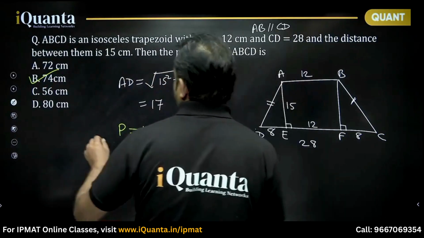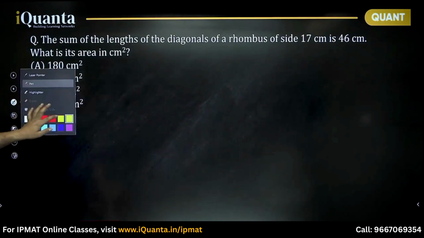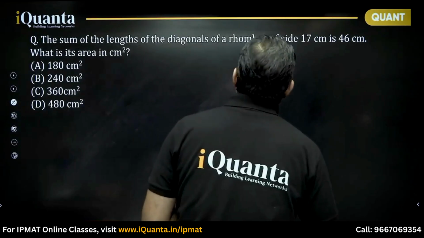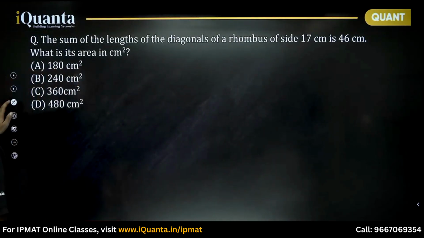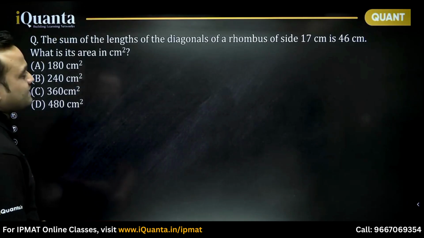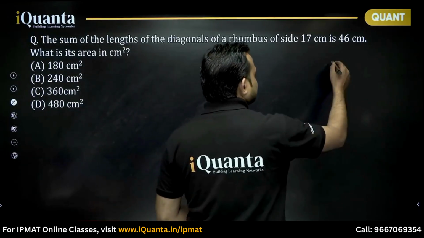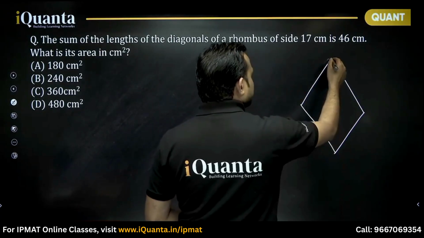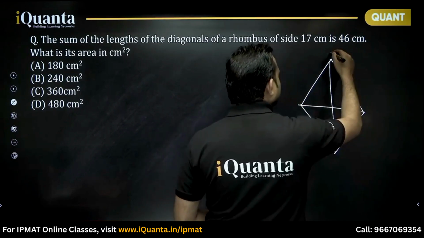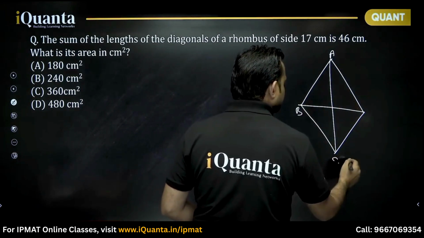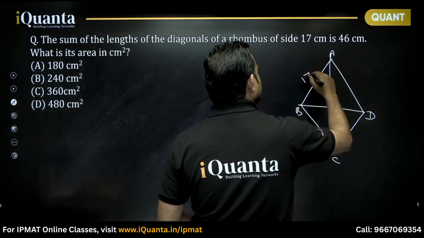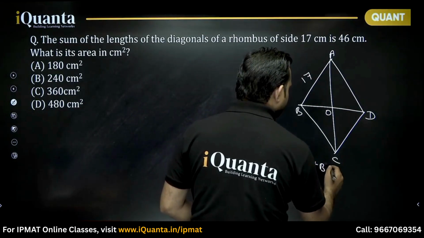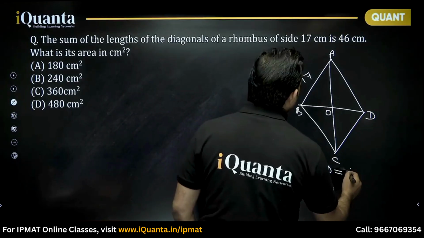All right. Now, next question, which is based on rhombus. We will bring more questions on trapezoid later, but this question is on rhombus. It says the sum of the lengths of the diagonals of a rhombus of side 17 centimeter is 46. So basically, if we draw a rhombus ABCD, each side length is 17, and AC plus BD is equal to 46.